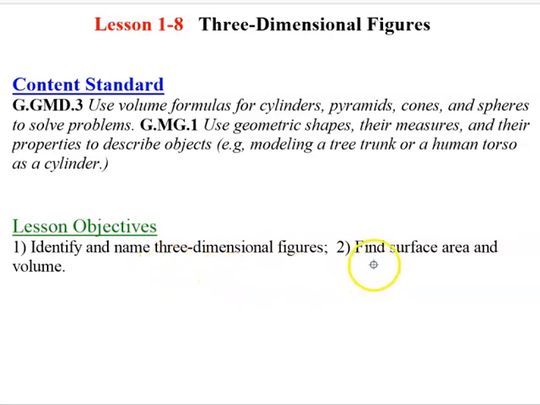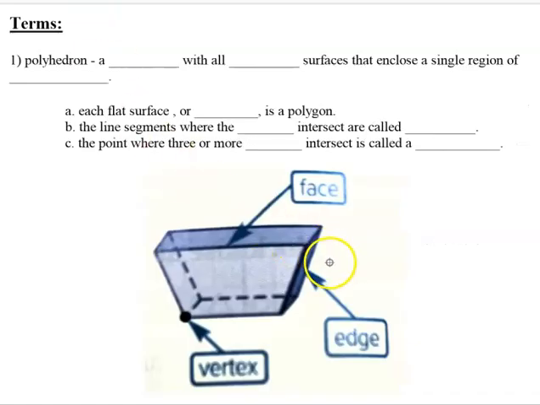And then number two, we're going to spend some time looking at some formulas to help us calculate the surface area and volume of these three-dimensional figures. So let's just jump right in, first of all, with some terminology. The first term we want to cover is a polyhedron.